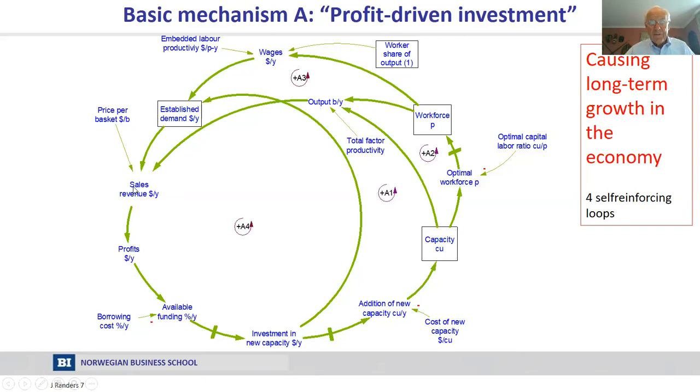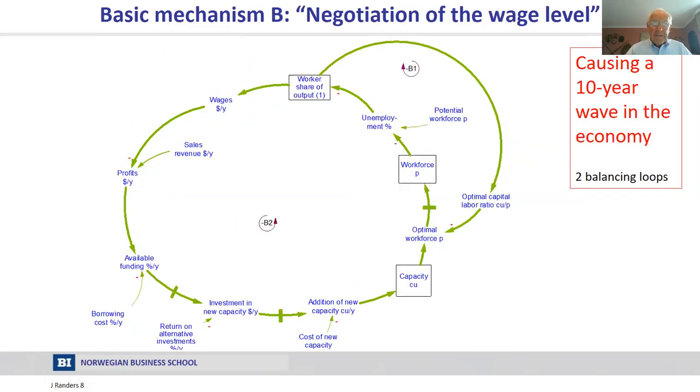So you see there are 3 loops that all jointly reinforce each other to generate long-term growth in the economy. The second basic mechanism is the one that causes the 4-year wave in the economy, and that's largely the negotiation of the wage level. It is the struggle between workers on one side and owners on the other side to keep as much as possible of the output value, the value created.